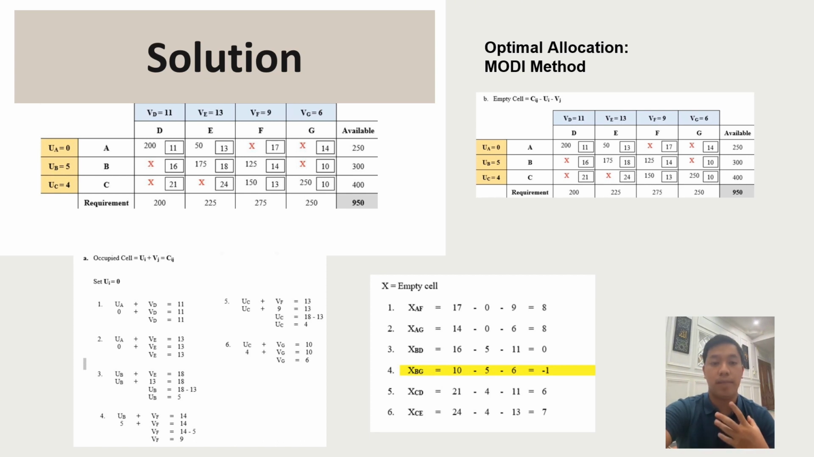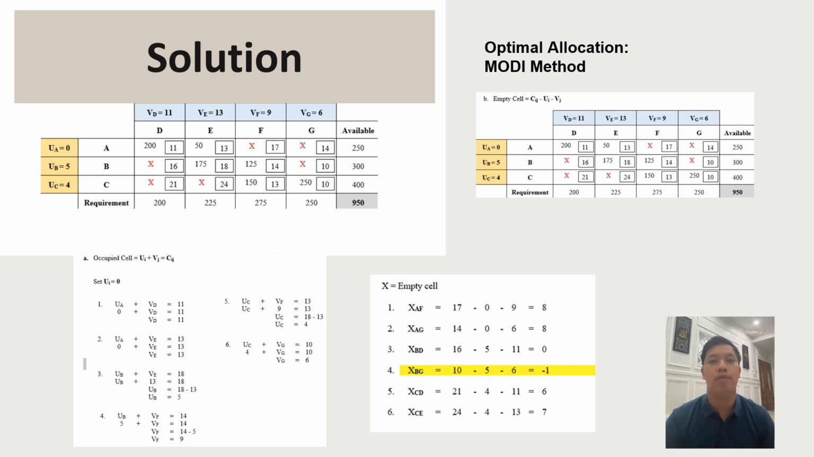Then we proceed to find the value for CAD. The first equation will be UA plus VD equal to 11, since the unit transportation cost is 11. We will repeat this step until we get all the values for U and V. After finding the values for U and V, we need to find the value for empty cells using the formula: empty cell equal to Cij minus Ui minus Vj.